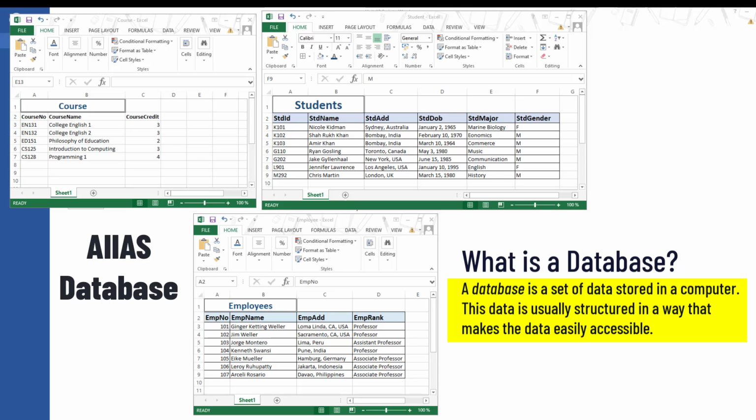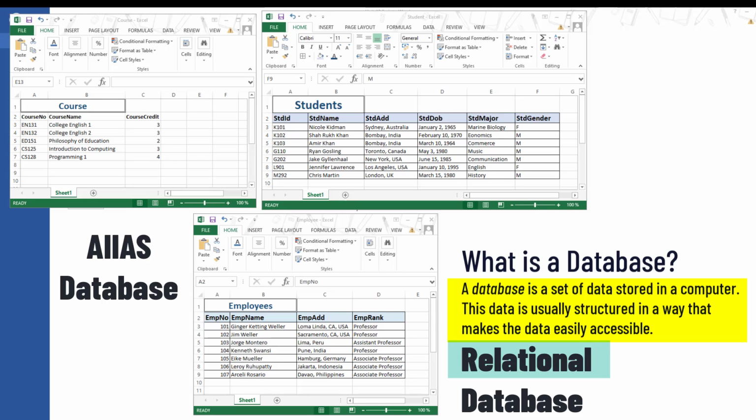But in this course, we are not merely going to look at database, but instead we are going to look at something called relational database. So there is only one word added to database. It's called relational. So what does this mean? In our AIIAS database scenario, course entity, students entity, and employees entity will have relation to each other. That means they can create relationship with each other. That is what it basically means.